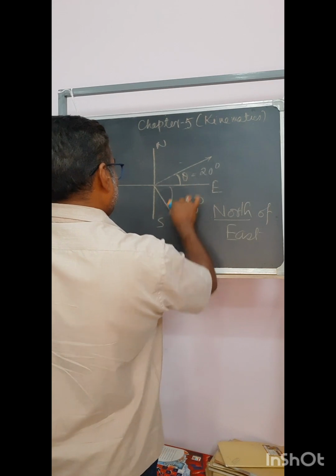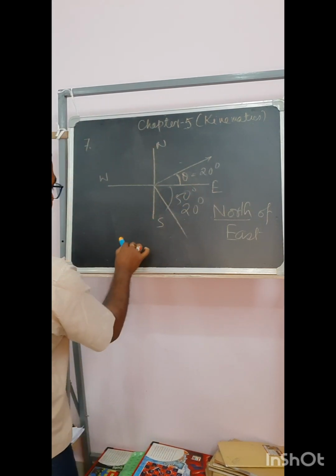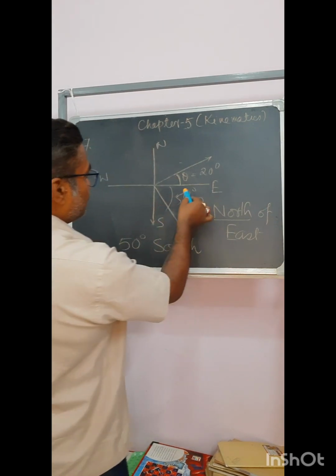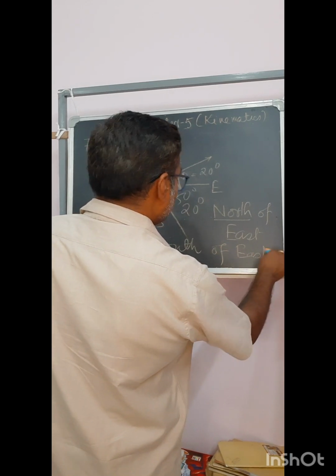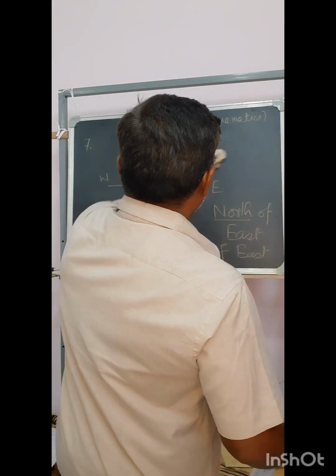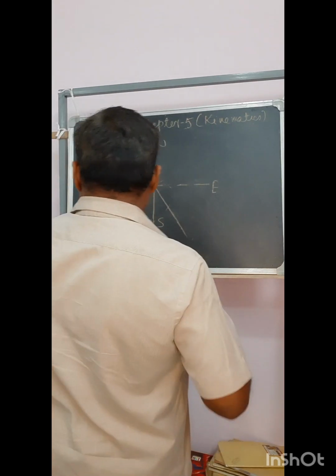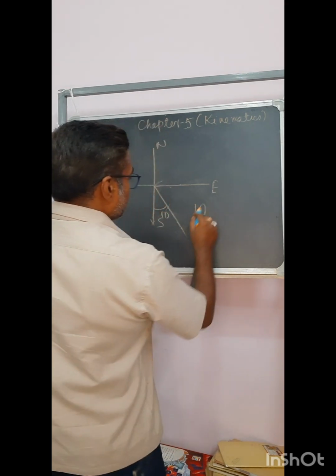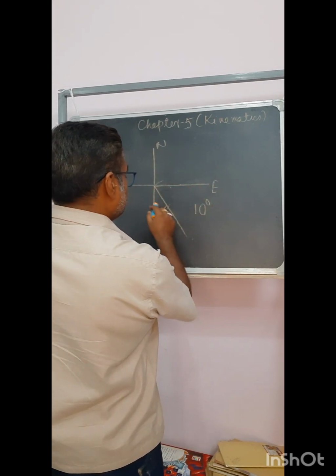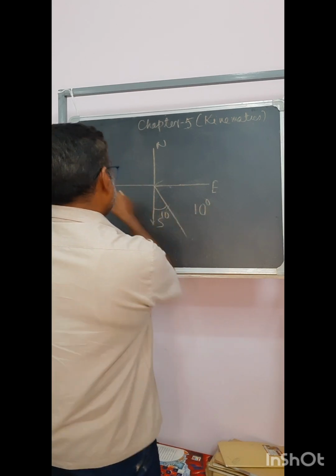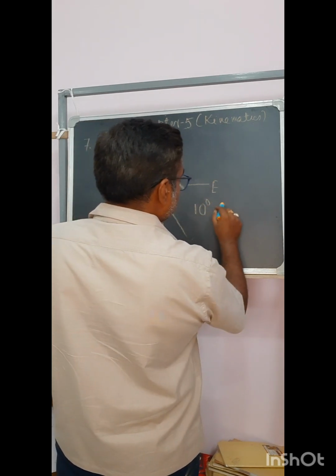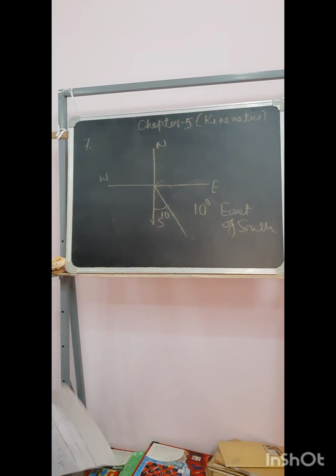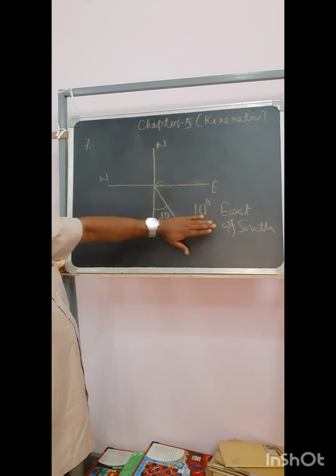Now if I say 50 degrees here, your answer will be 50 degrees, it is trying to move towards south of east. Or let's say the angle is given with south, 10 degrees. Your answer will change this time. I said it has to be confined within 90 degrees. So 10 degrees, I have to assume it is not moving this side, it is moving the other side. So 10 degrees east, because it's trying to move to east of south. Your representation of direction should be like that only. What you read is to be represented like this.